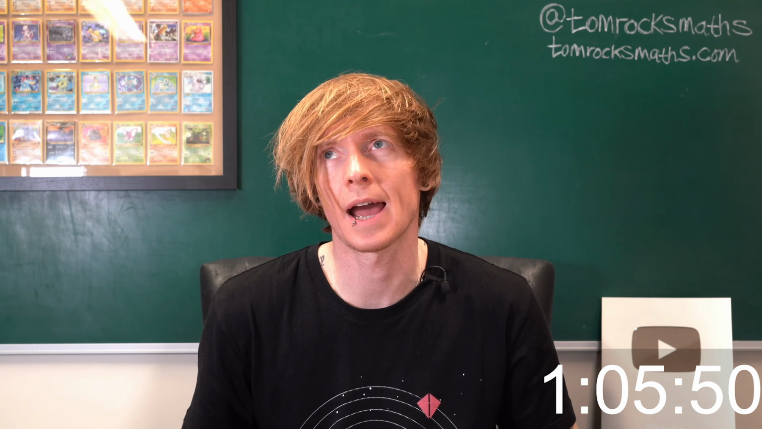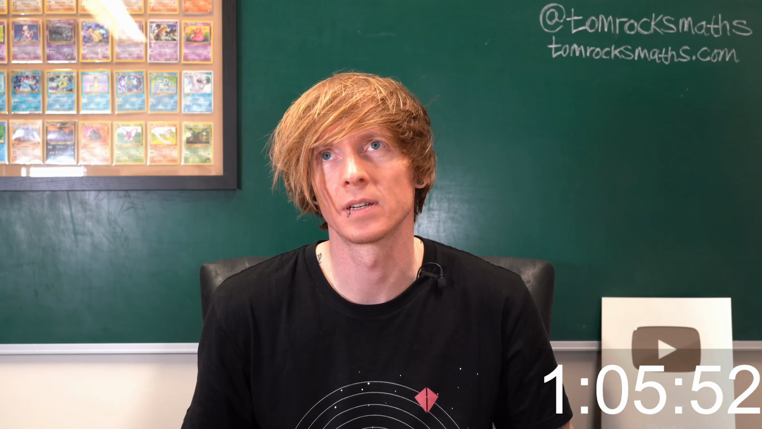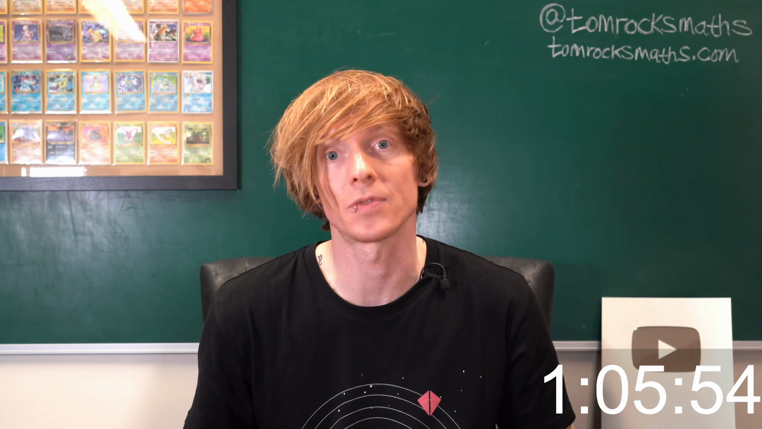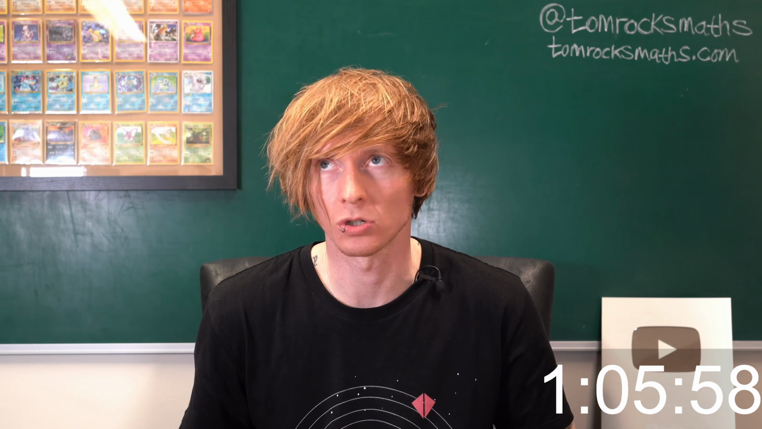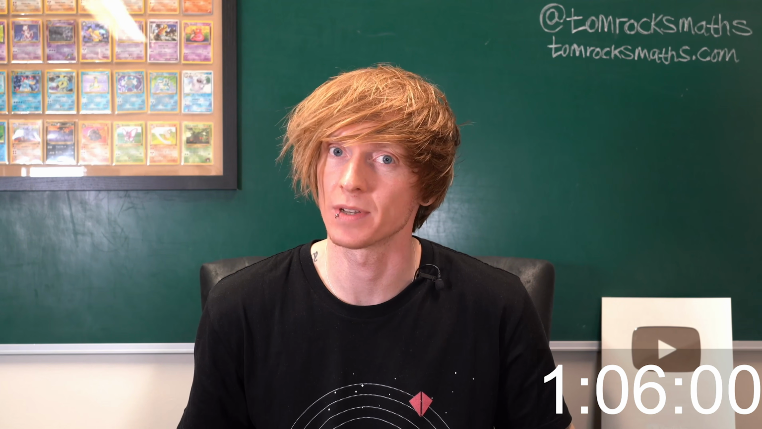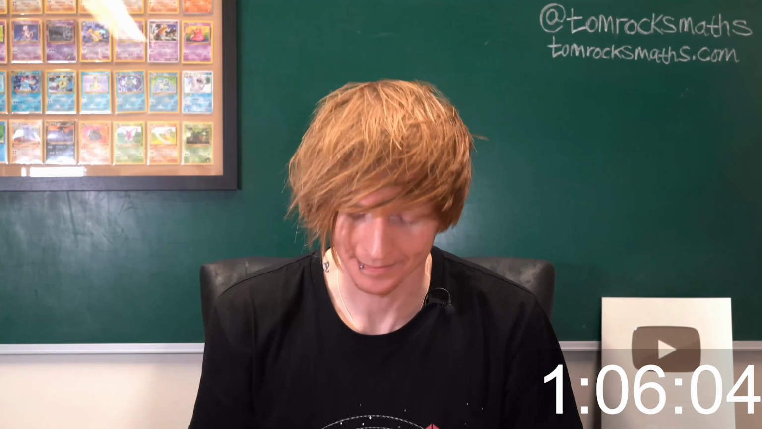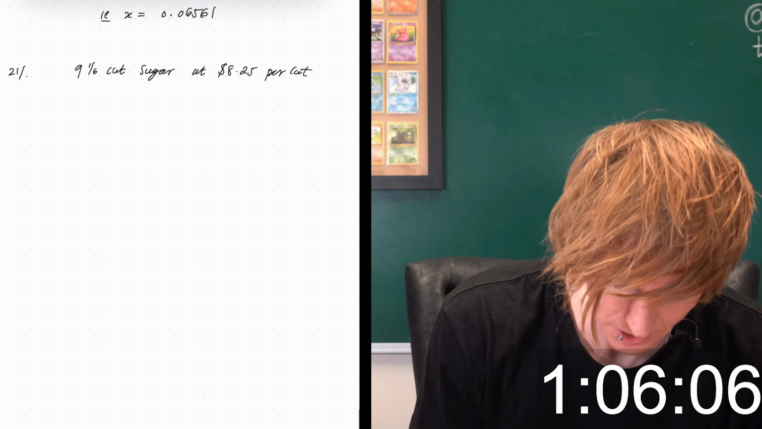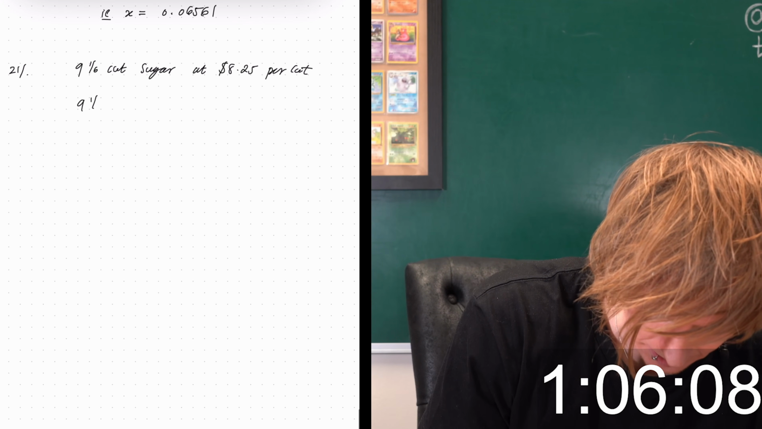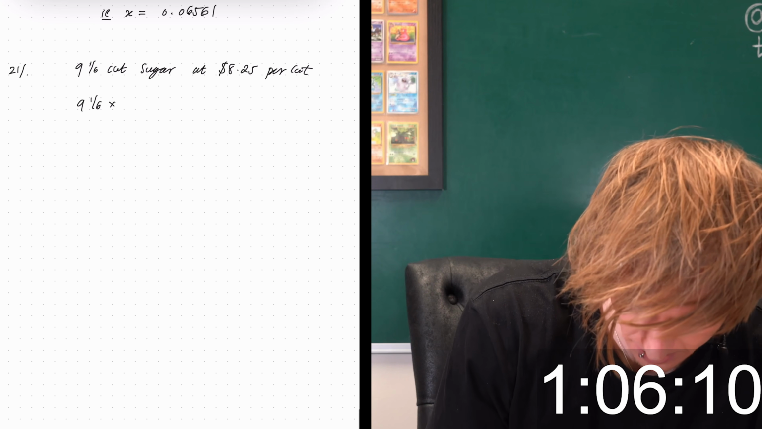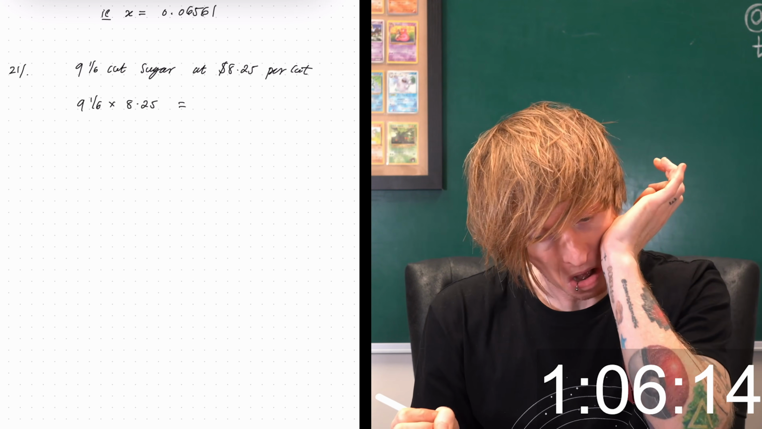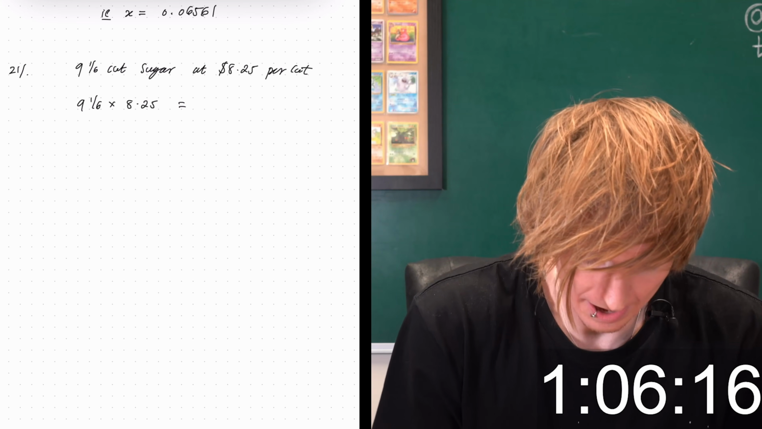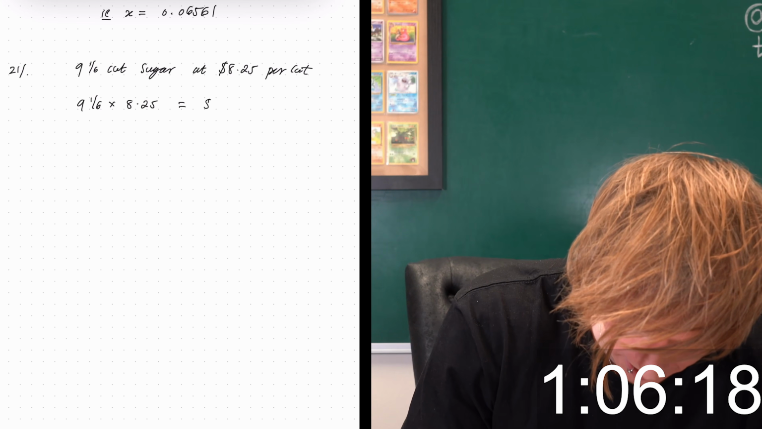Okay, so I can work out how much was received, and that would be 0.88 of the total. And then I can divide by that and get the original cost, I think, is what this is asking me. Anyway, let's spell it out, and maybe it'll make more sense. It makes sense in my head. Okay, so we want to do 9 1/6 times $8.25.